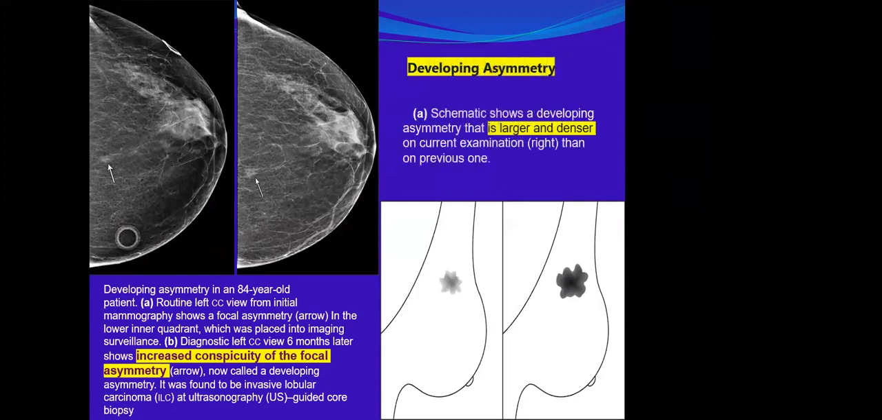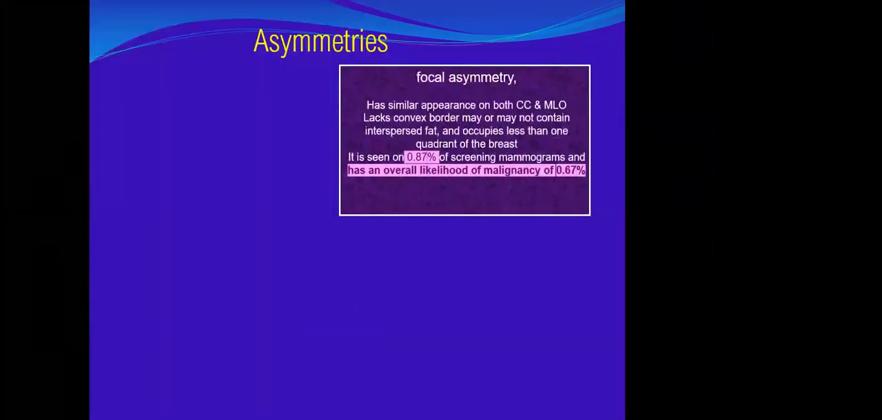And this one? This is developing asymmetry. This is developing in the illustrations as well as in the CC view, demonstrating an asymmetry larger and a little bit more conspicuous compared to the earlier study. So this is a developing asymmetry.